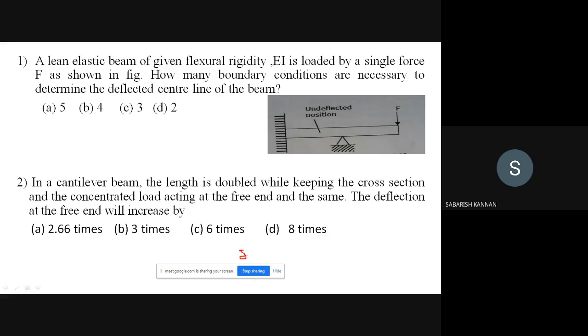This is our del. Del equal to PL cube divided by 3EI.